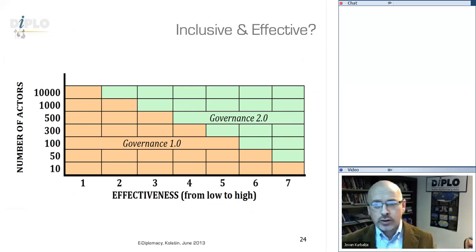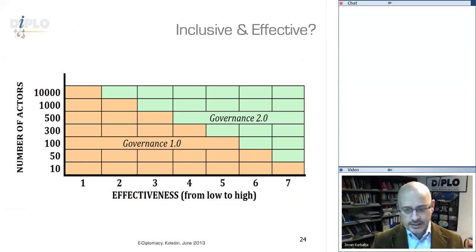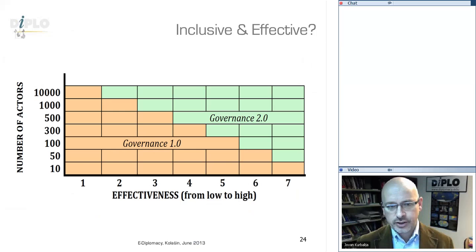Now, the real challenge that we'll be facing, where we move beyond all of those discussions about tools, is how to achieve inclusive and effective diplomacy. And here is a drawing, which we call Governance 1.0. Probably it's not the best title. It shows that the more actors you have around the table, the less effective diplomacy becomes, because you can have only a really limited number of people, especially when it comes to drafting documents. This is the challenge that diplomacy will be facing.